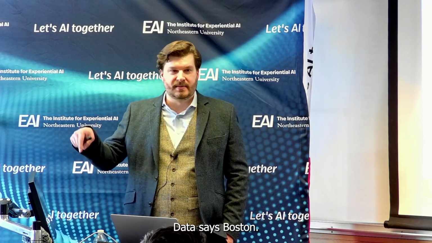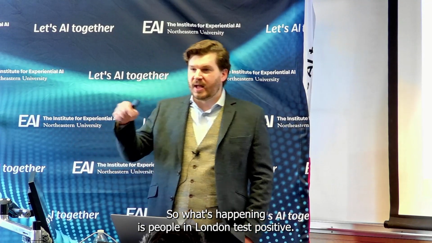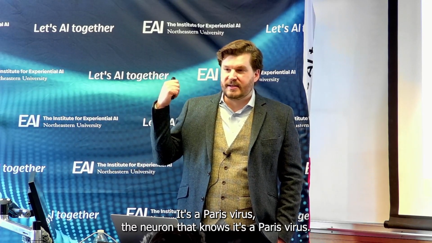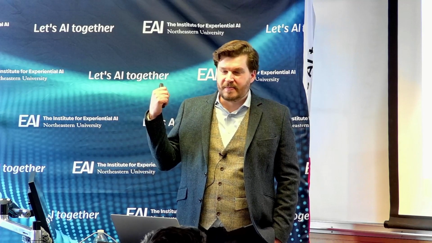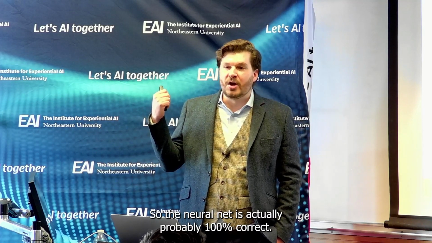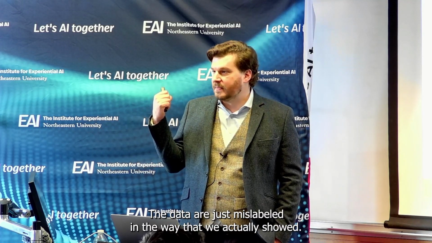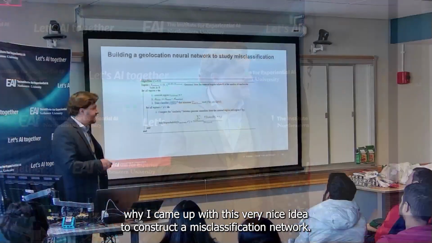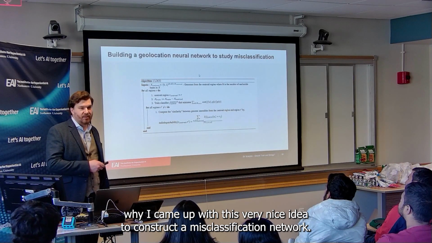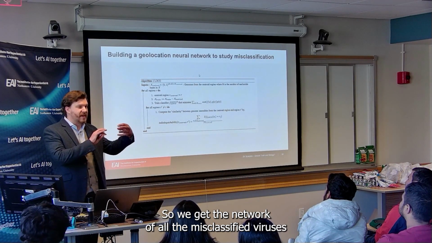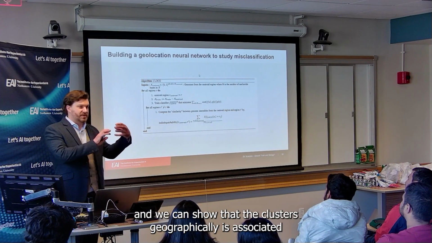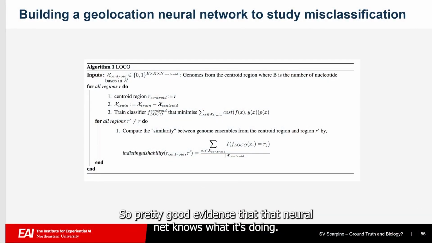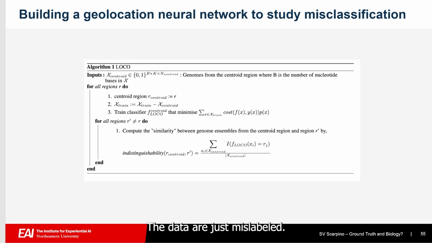Data says Boston. So what's happening is people in London test positive. They got it in Paris. It's a Paris virus. The neural net knows it's a Paris virus. So the neural net is actually probably 100% correct. The data are just mislabeled. And the way that we actually showed this is Juan came up with this very nice idea to construct a misclassification network. So we get the network of all the misclassified viruses, and we can show that the clusters geographically is associated with the airline travel network, et cetera. So pretty good evidence that the neural net knows what it's doing. The data are just mislabeled.